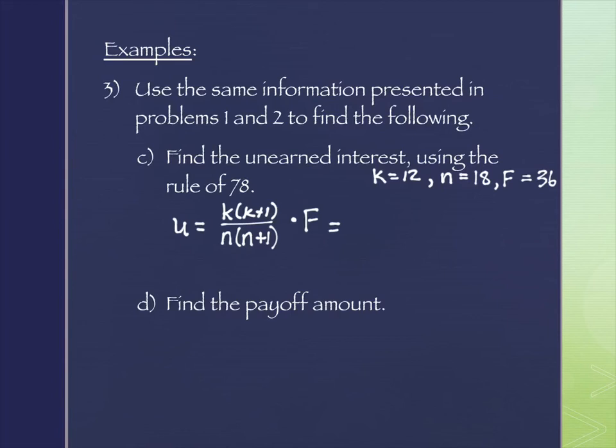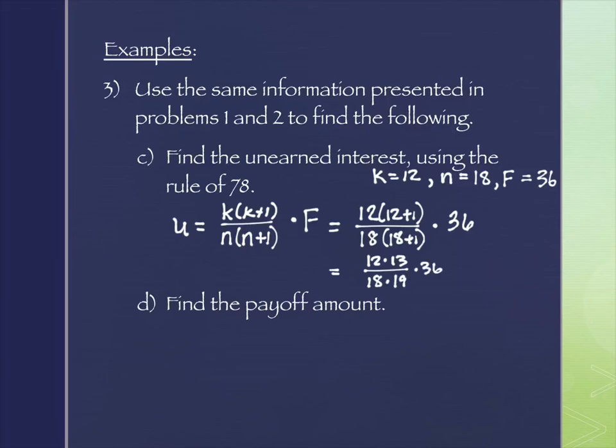So we have 12 times 12 plus 1, or you can just write 13, divided by 18 times 18 plus 1, or you can just write 19, times 36. A couple of things about this. Be very careful with your calculator, depending on how it thinks about order of operations. Even if you've written this down as 12 times 13 over 18 times 19, and then times the 36.